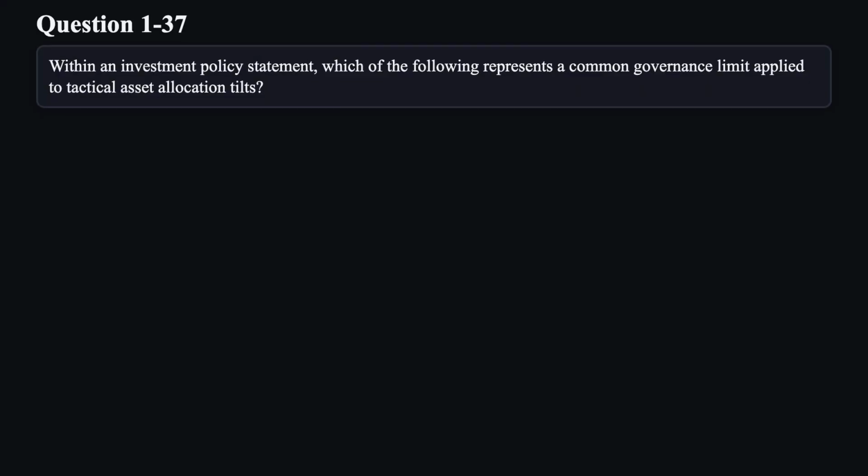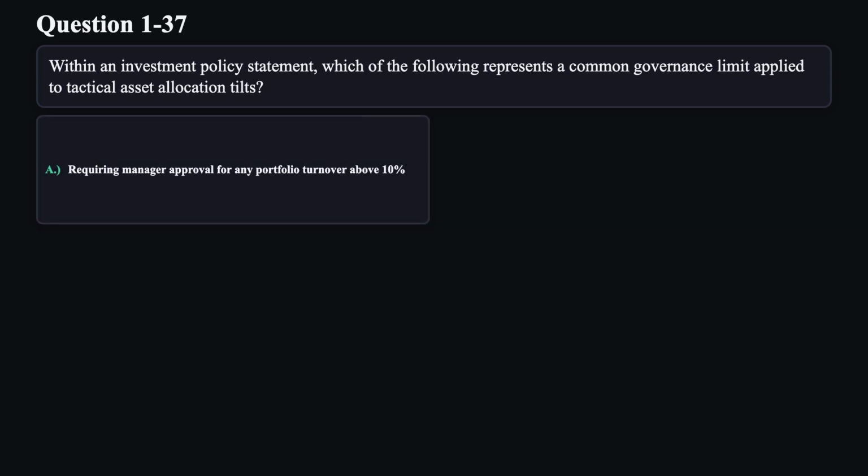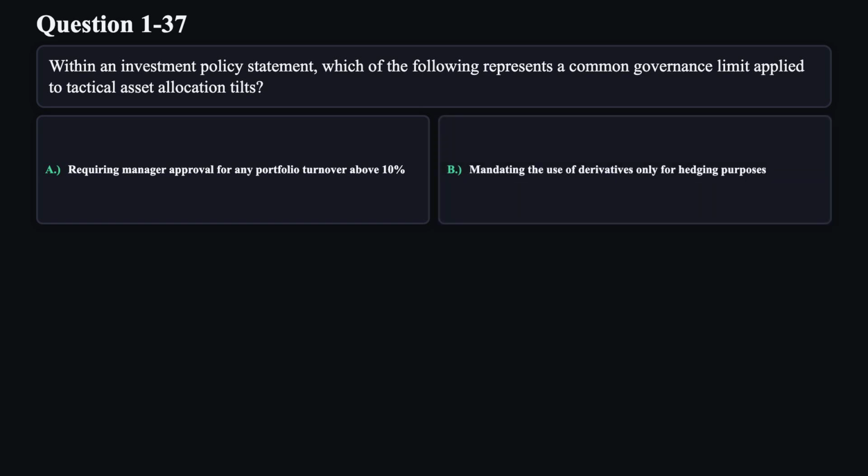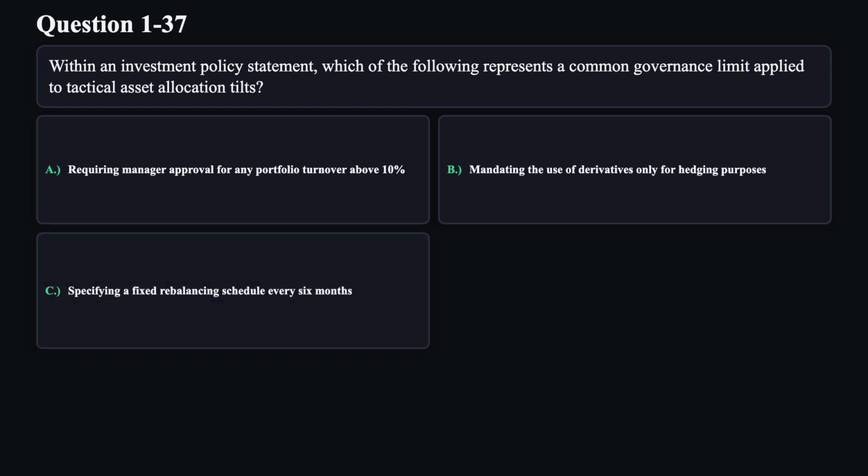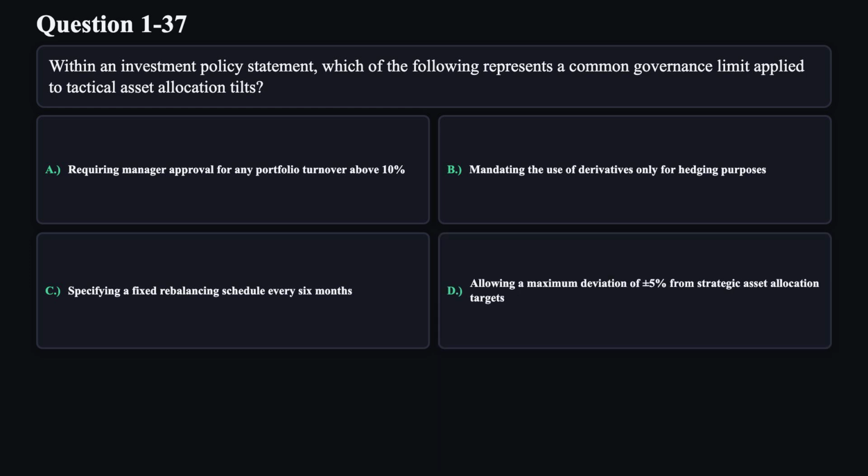Question 37. Within an investment policy statement, which of the following represents a common governance limit applied to tactical asset allocation tilts? A. Requiring manager approval for any portfolio turnover above 10%. B. Mandating the use of derivatives only for hedging purposes. C. Specifying a fixed rebalancing schedule every 6 months. D. Allowing a maximum deviation of plus or minus 5% from strategic asset allocation targets.